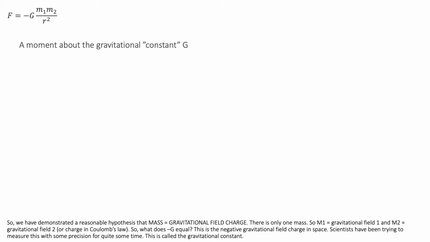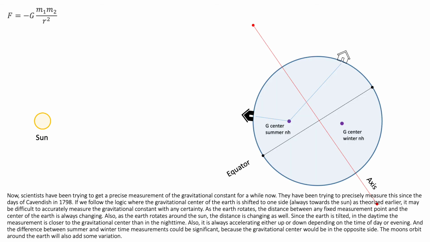Scientists have been trying to measure this with some precision for quite some time. This is called the gravitational constant. Now, scientists have been trying to get a precise measurement of the gravitational constant for a while now. They have been trying to precisely measure this since the days of Cavendish in 1798.